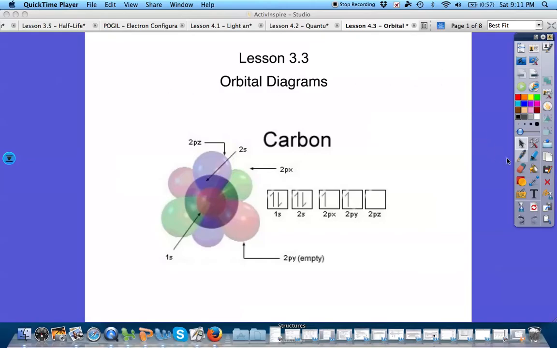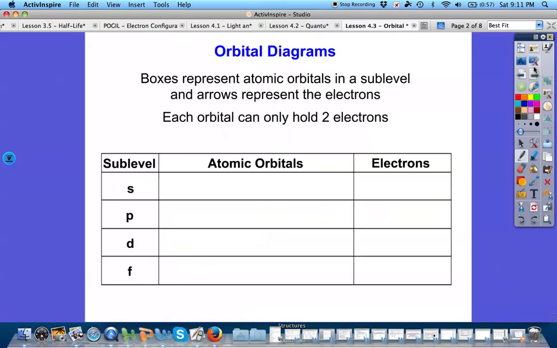So orbital diagrams follow along with the electron configurations that we talked about in our last lesson. And from the electron configurations handout, you already have some experience with orbital diagrams. We're going to review some of the rules and principles that you answered questions about, and then go through the process of how to draw orbital diagrams.